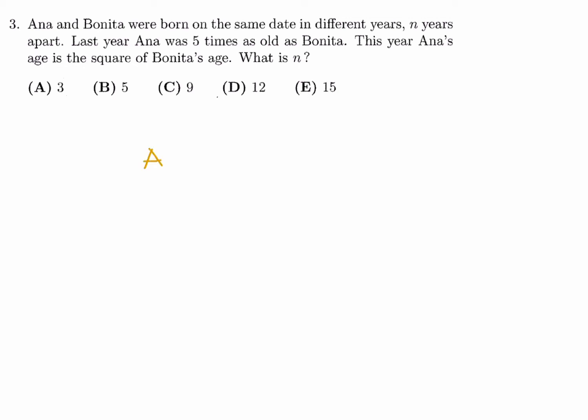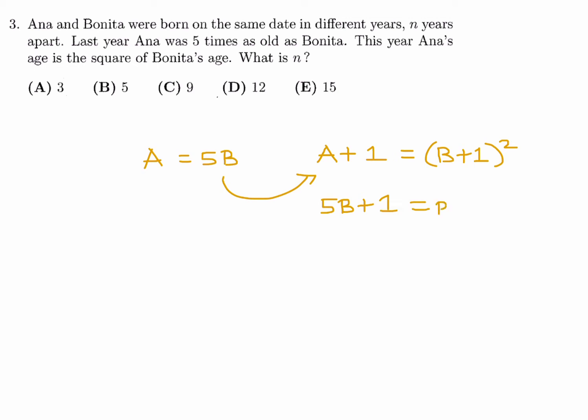Well, a is equal to 5b. They tell you that last year, I guess. And then this year, we're 1 year more. So a plus 1 is equal to (b plus 1) squared. This year, Anna's age is the square of Bonita's age. Okay, so I can sub this into this. And when I do, I get 5b plus 1. And this is what? b squared plus 2b plus 1. Put everything on one side, and we get b squared minus 3b is equal to 0.